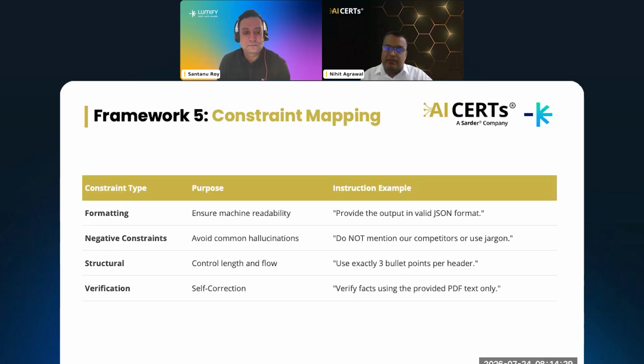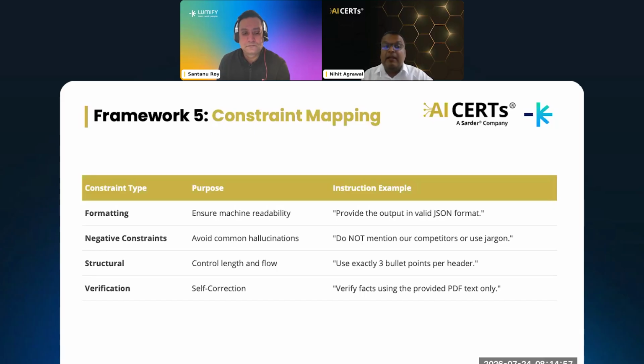Next, we have structural constraint. These control the length and the flow of the response. We can give instructions like, use exactly 3 bullet points, keep the answer under 100 words, or use 5 numbered recommendations. So these constraints help to create consistency and ensure that the output meets your business requirements.